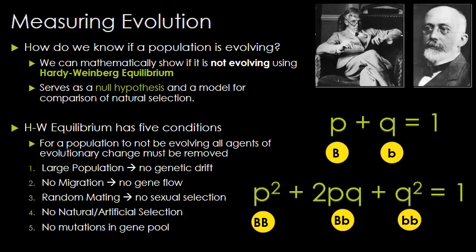Now, Hardy-Weinberg equilibrium has 5 conditions, and if you look at the sources of variation, they make sense. Now, the first one is that there must be a large population so that you don't have genetic drift, no random effects causing change, no migration, no gene flow, no balancing of the traits. Random mating means I'm going to have no sexual selection, no natural or artificial selection, and no mutations in the gene pool. If you take out all of those sources of variation, there will be no evolution.